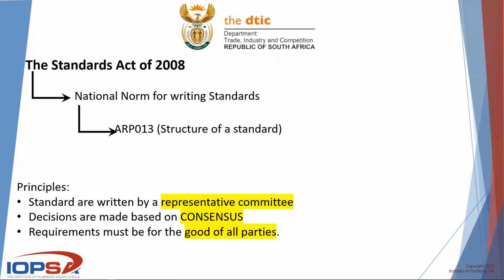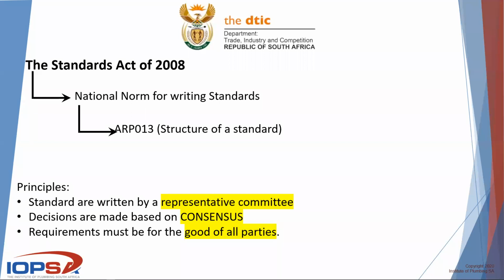All decisions made by this committee are based on consensus. All the technical decisions made, what requirements go in and do not go in, are based on consensus. Yes, there are some voting processes to formalize things, but the consensus process is critical in this process. And the purpose of standards, it has to be for the good of all parties.